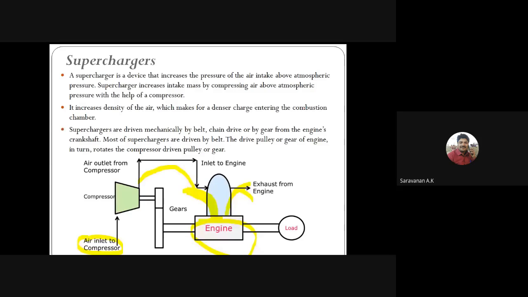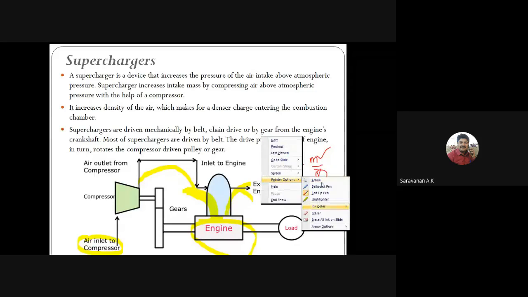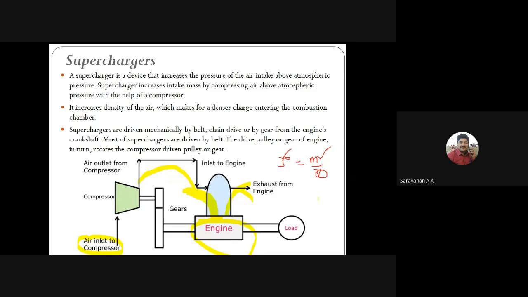Generally, density is mass by volume, right? Here the volume is constant. So if the mass flow rate increases, what will happen? The density automatically increases. So it helps to give the better combustion, right?